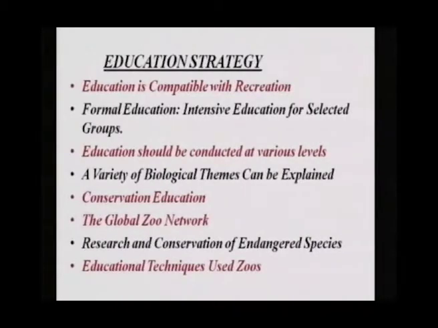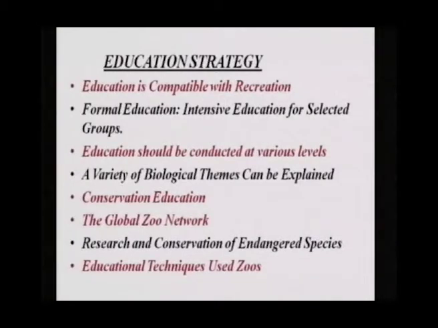The second strategy is formal education, as well as intensive education for selected groups. This strategy mainly teaches formal zoo education, which comprises education conducted in the framework of the curriculum of educational institutions, just like the conventional schooling system. The third strategy is that education should be conducted at various levels. In this, the basic level of zoo education is simply the display of living animals.